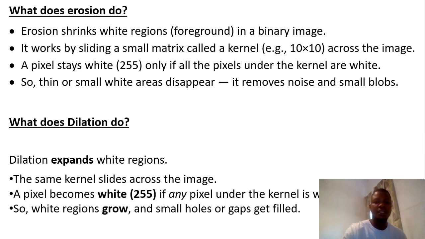So the next thing is the dilation. Dilation is the opposite of erosion. Dilation expands white regions, right? So the same kernel will slide across the image so that if a pixel has a white neighbor, it becomes white. Such a case is more like it's undoing, it's brushing up what erosion must have done, right?